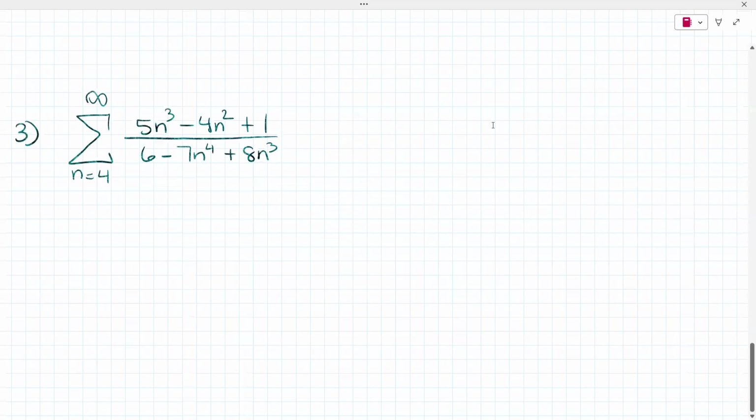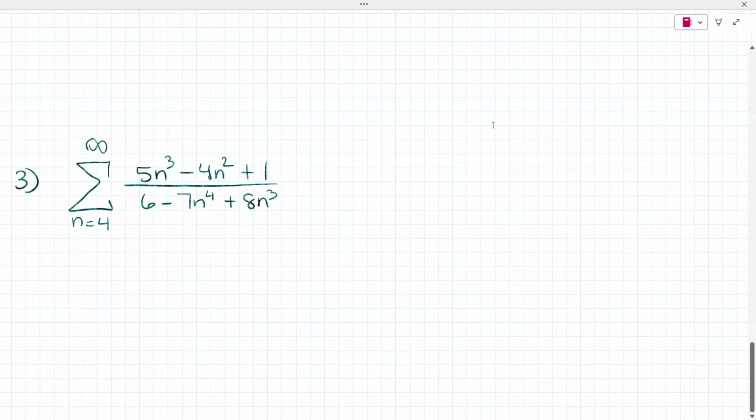Okay, let's do example three. The summation of n equals 4 to infinity. Okay, what kind of graph is this? This is still rational, so we can just find the highest term on the numerator and the highest term on the bottom. So it's going to be the limit as n approaches infinity. The highest term on the top is, I believe, 5n cubed. The highest term on the bottom is negative 7n to the fourth.